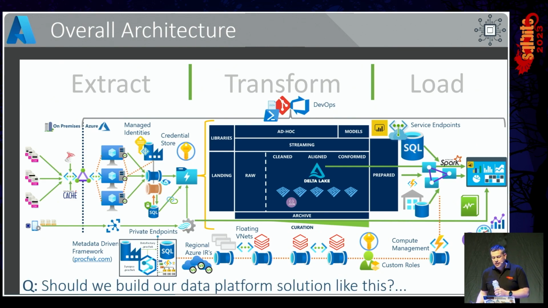So should we build a data platform solution like this? Who's for yes? Ooh, no one. Scary. Who's for no? Who's for it depends? Yeah, of course.